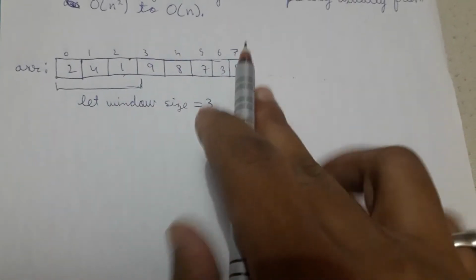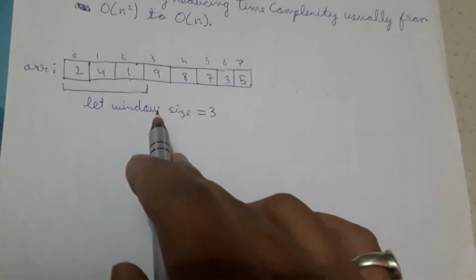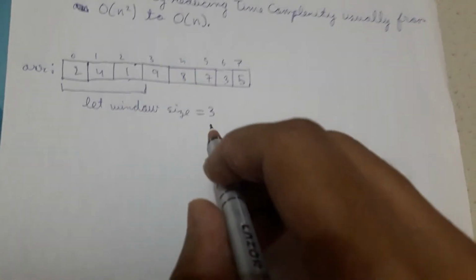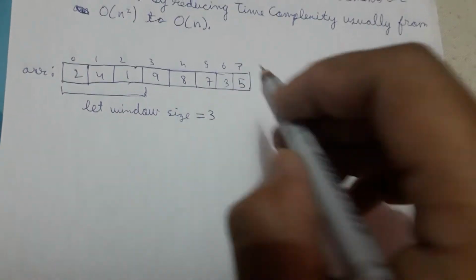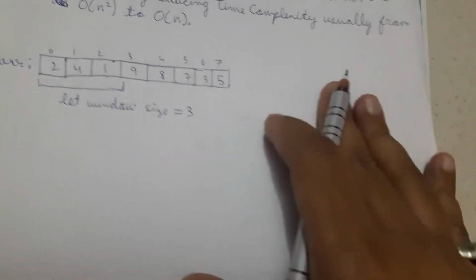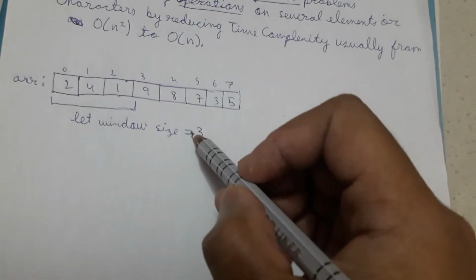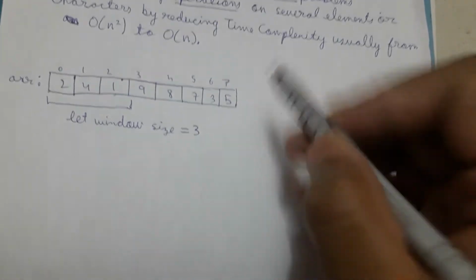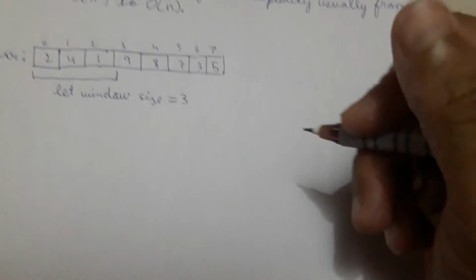Let's say you are given an array of size 8, and a certain window size of 3. This window size may vary, and the size of the array may also vary. And you are asked to find the maximum sum of all possible subarrays. A naive approach to solve this problem would be to take two loops.